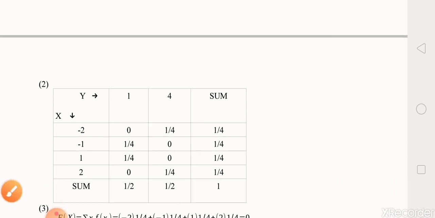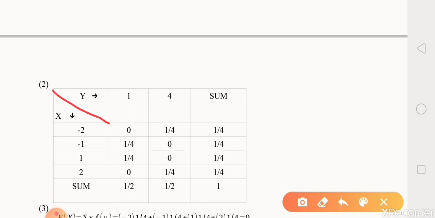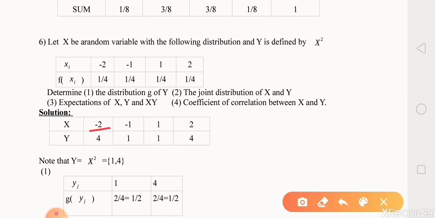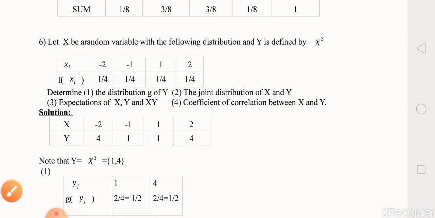Now, x equal to 2, y equal to 1: not at all possible because we have y equal to x square. So 0 probability. X equal to -2, y equal to 4. Here you observe x equal to -2, y equal to 4, and we have only one case out of 4 cases. So 1 by 4.